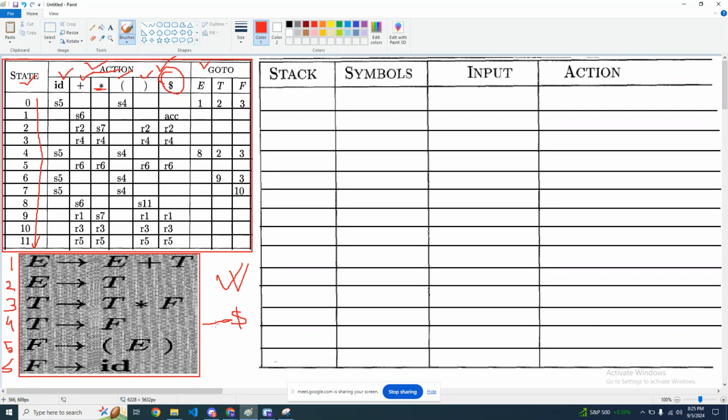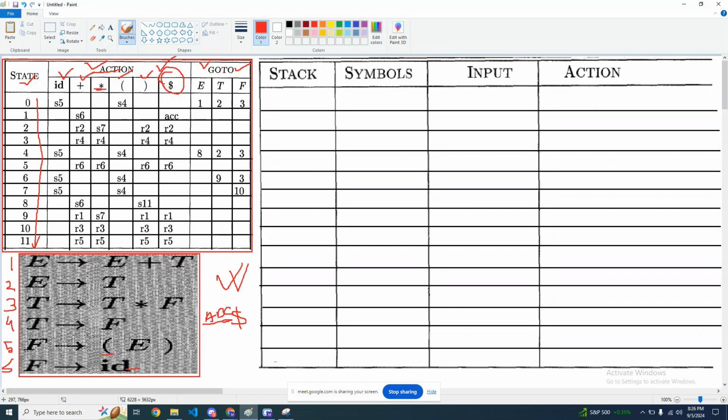Suppose this is your string, A, B, C, D, E, F, G. Suppose this is a string you need to parse, and to indicate the end of the string, you need to add a dollar sign at the end, right? So this is another action for a dollar sign. And in your go-to columns, you will have all the non-terminals. So here E is a non-terminal, T is a non-terminal, F is a non-terminal. If you look at this grammar, you can see E, T, and F are the non-terminals. And what are the terminals? Your id is a terminal, right?